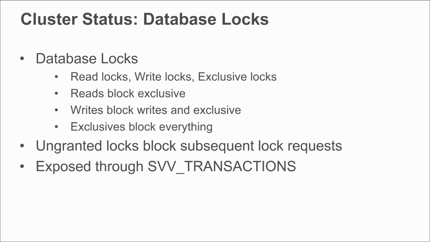So in the event of an ungranted lock, subsequent lock requests queue up behind it, and this can be observed if you were to issue a drop table statement while a transaction was open that held a read lock on that table. The drop table seems to hang due to the ungranted lock, and all subsequent read or write locks will also be ungranted until that hung exclusive lock is granted.